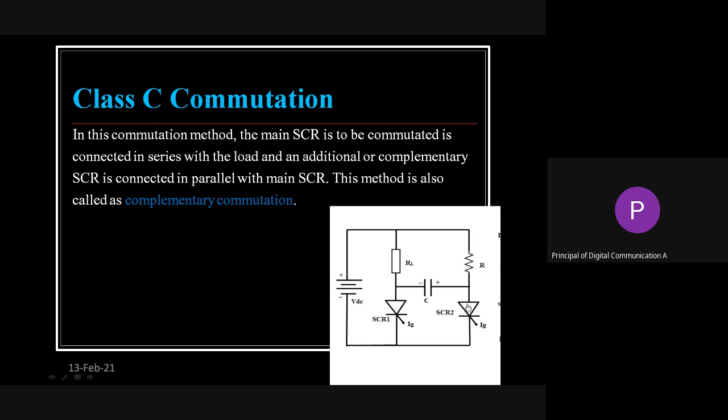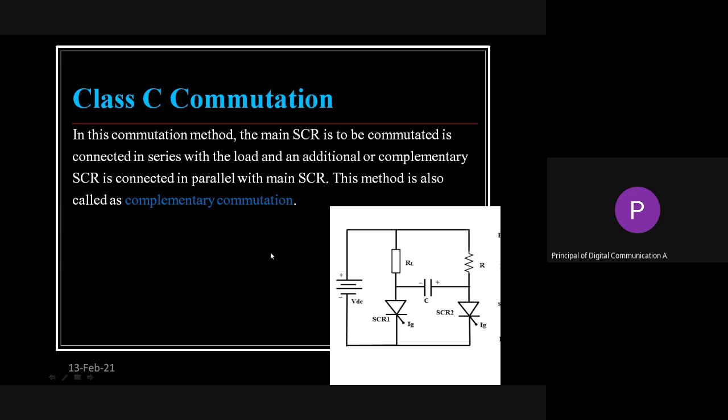आणि ज्यावेळेस हा रिव्हर्स करंट होल्डिंग करंट पेक्षा म्हणजे SCR2 च्या होल्डिंग करंट पेक्षा कमी होतो त्यावेळेस SCR2 सुद्धा ऑफ होतो. And thus SCR1 and SCR2 both go into the off condition. And this is how this particular class C commutation works.